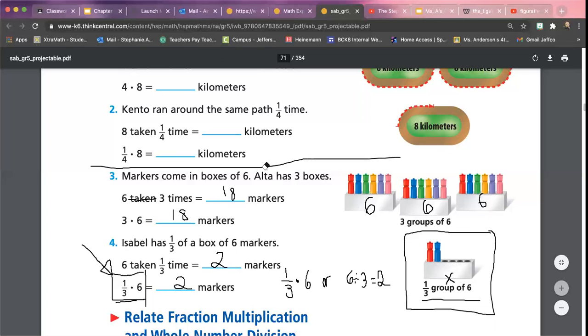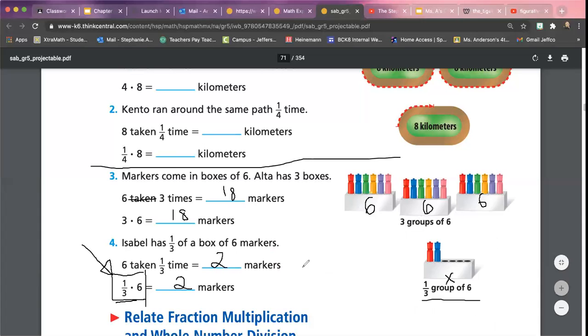So I want you guys to put this in your notebook. Please make sure this relationship statement right here is in your notebook, that 1/3 times 6 is the same as 6 divided by 3. That's really important. You'll definitely want to remember that today. And then also, I'm going to erase this really fast and borrow this spot on the paper.